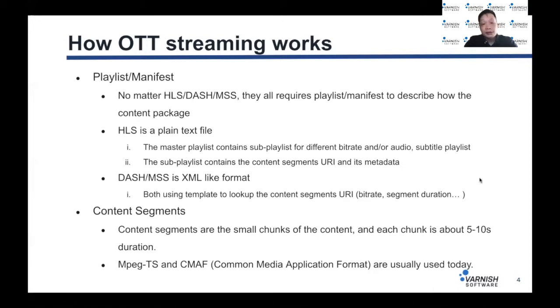For HLS, it is a plain text file. The master playlist contains the sub-playlists for different speeds, with or without audio or subtitle playlists. And the sub-playlist contains the actual content segment URIs and their metadata, like the duration, language, and codec information. DASH and Smooth Streaming use an XML-like format, so both use a template to look up the content segment URI.